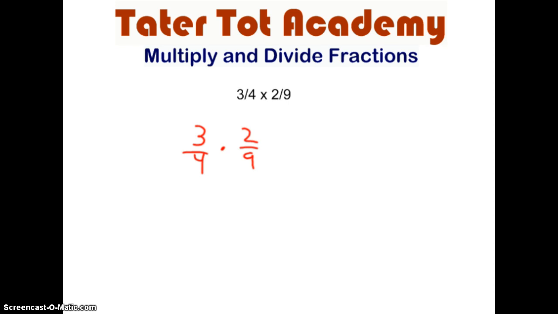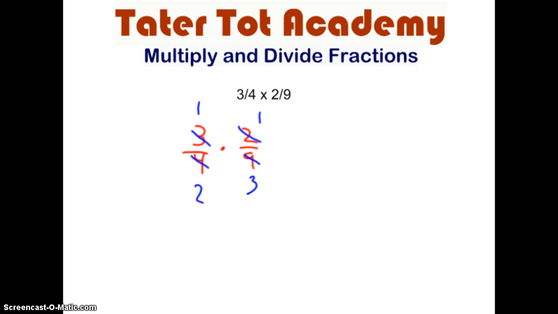So the 3 and the 9 will work perfectly together. We can take that 3 and the 9, and the 3 becomes a 1, and the 9 becomes a 3, because 3 can divide into both 3 and 9. 3 divided by 3 is 1, 9 divided by 3 is 3. Well, if we look, 2 and 4 are both even. They both are divisible by 2. So I can divide 2 by 2 to get 1 and 4 by 2 to get 2.